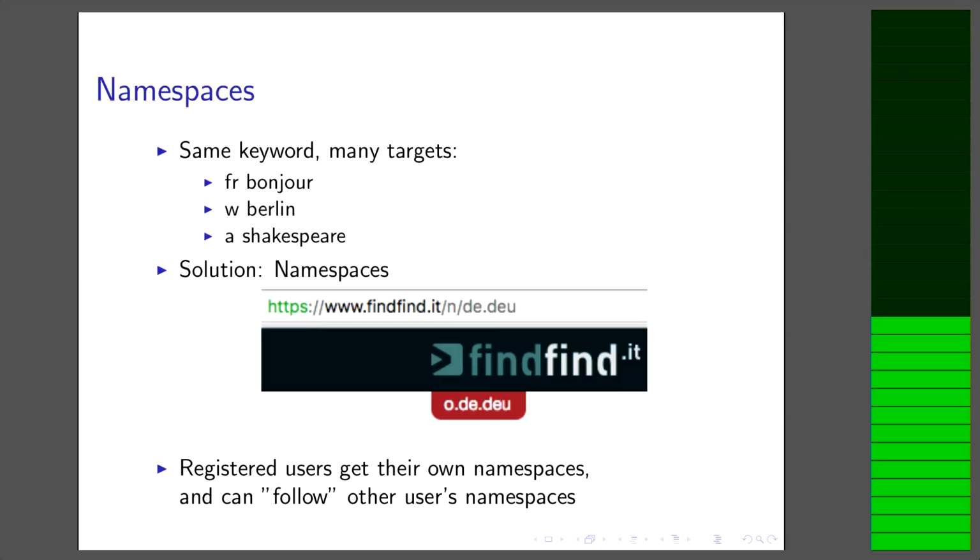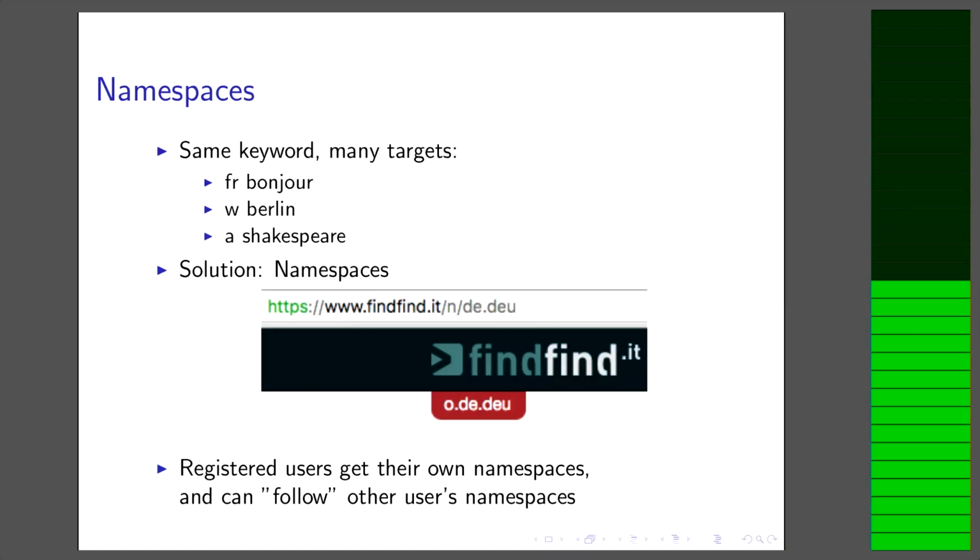Solution is namespaces. So we as the users say, okay, we speak German, we live in Germany, so we want shortcuts coming from these languages and this country. And then all the shortcuts also have their namespace, and they get prioritized according to our setting.